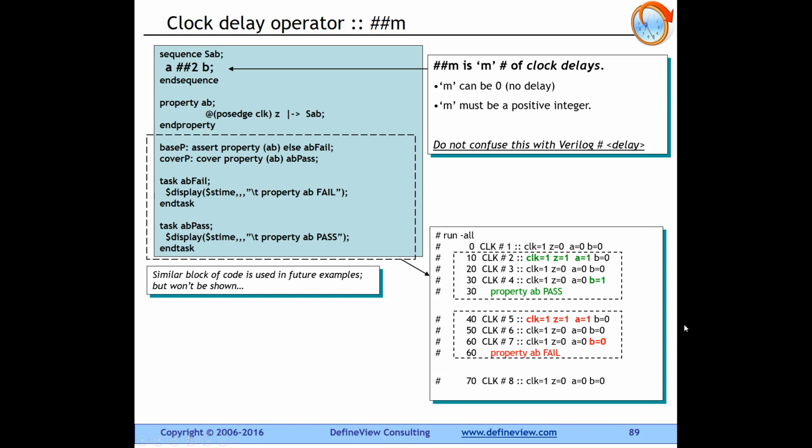For the rest of the lectures in this course, I will not be showing this particular code because I'm going to use this code pretty much everywhere. In short, I will only show the sequence and property, and then I will show you a log with pass and fail. Where does this pass and fail come from? It comes from this code. So assume that this code exists during the rest of the lecture.